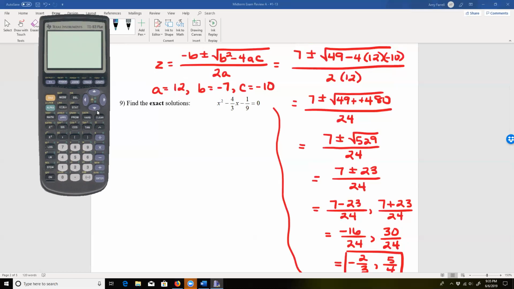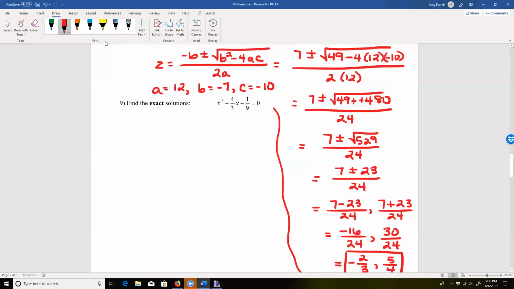We want exact solutions. So for number 9, what we can do is we can clear fractions by multiplying both sides of the equation by 9. I'm picking 9 because that's the least common denominator. So I will be able to clear all fractions by multiplying by 9. So on the left, I have 9x squared minus 12x minus 1. On the right, we have 0.